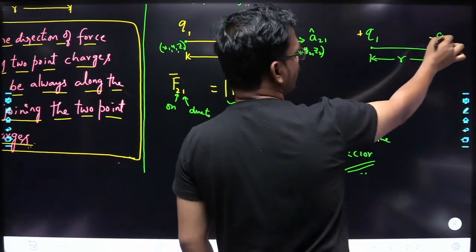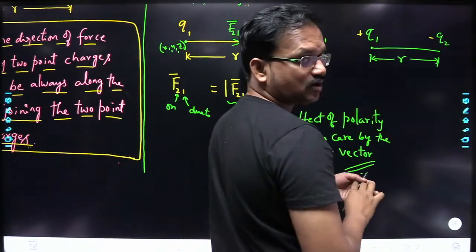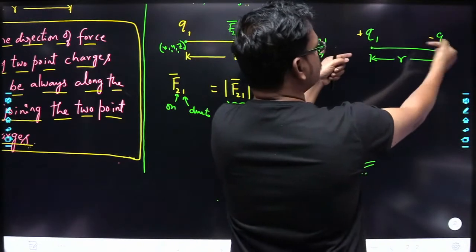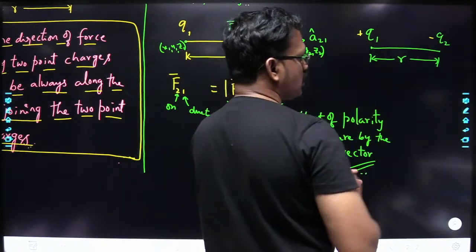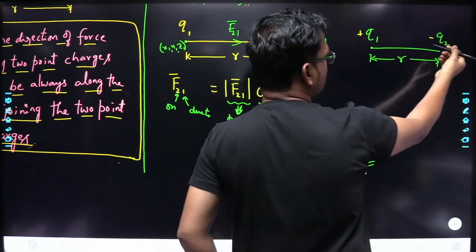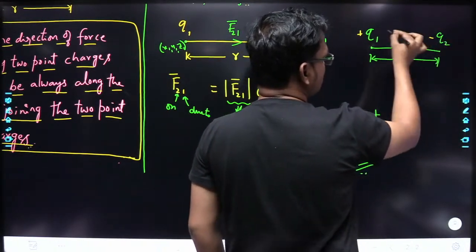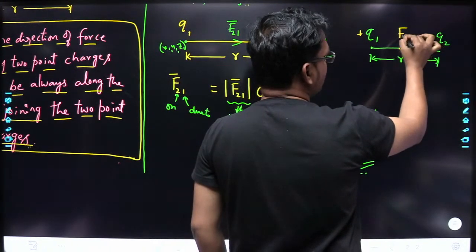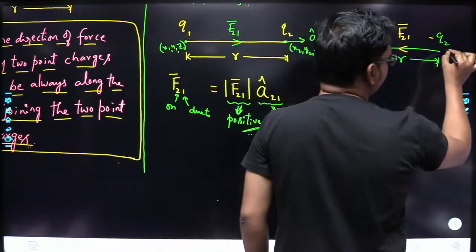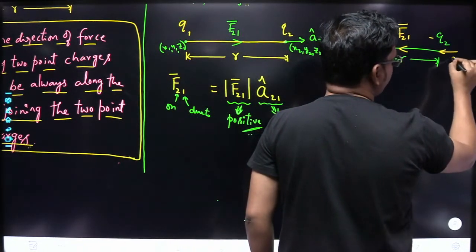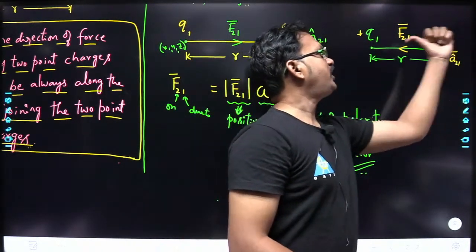In which direction is Q2 going to experience the force now? Q2 is going to experience the force in this direction, yes or no? Now it tries to move towards Q1. The force between Q1 and Q2 is an attractive force, so Q2 will try to move towards Q1. So in this case, the force on 2 due to 1, I will represent it as F21 bar. Now F21 bar is pointing in this direction. That means the unit vector along this direction is going to point in this direction, yes or no?